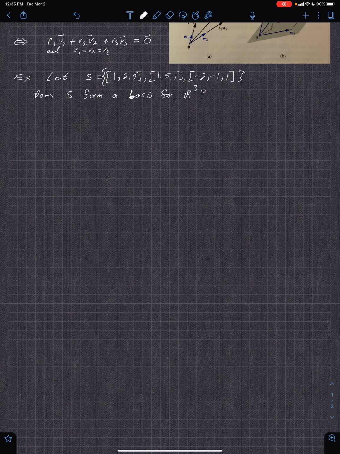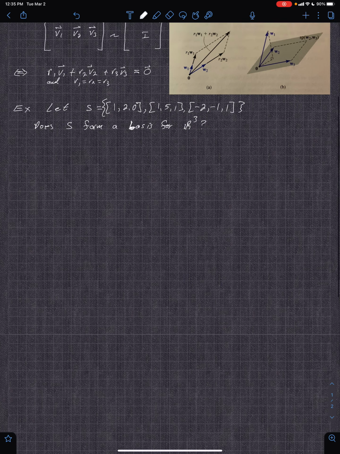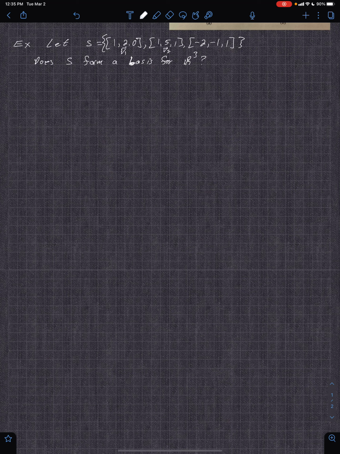All right, this one we've already done before, but it also has to do with dependence or not. So what you do is you form, we'll call these V1, V2, and V3, the matrix, we'll call it A. So A is V1, V2, V3, like this, and then we will reduce it. So it's 1, 2, 0, 1, 5, 1, and -2, -1, 1.